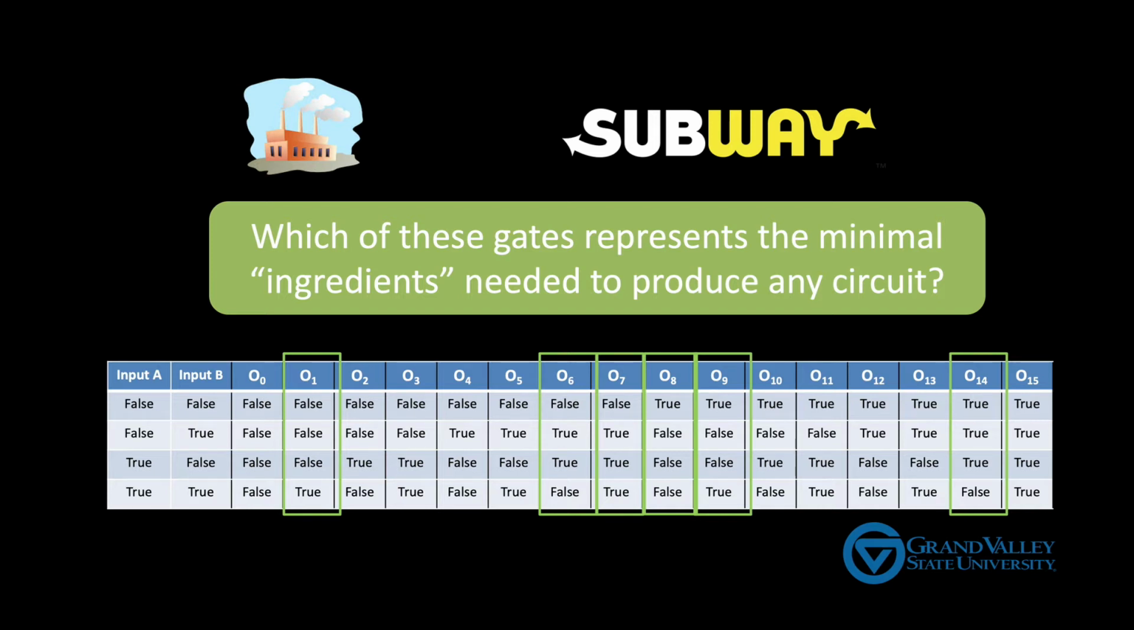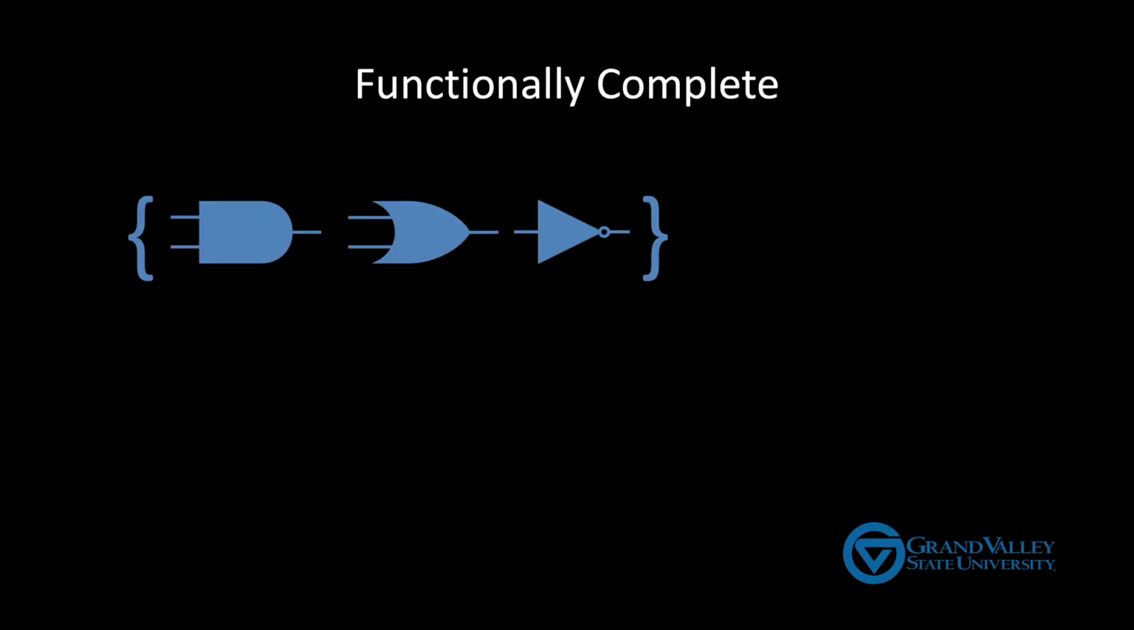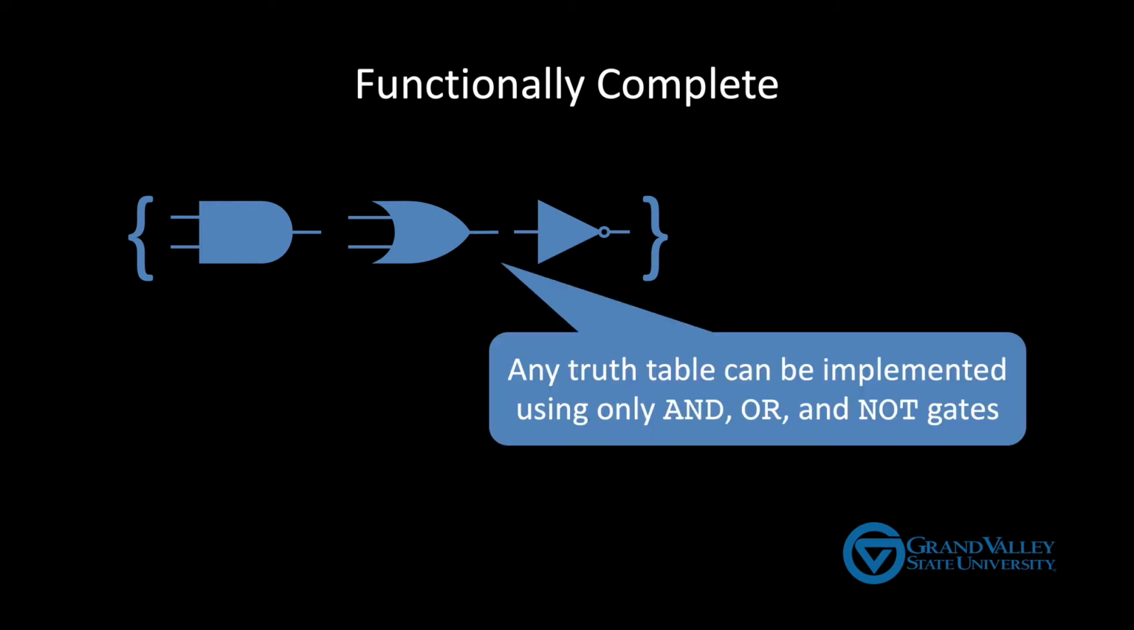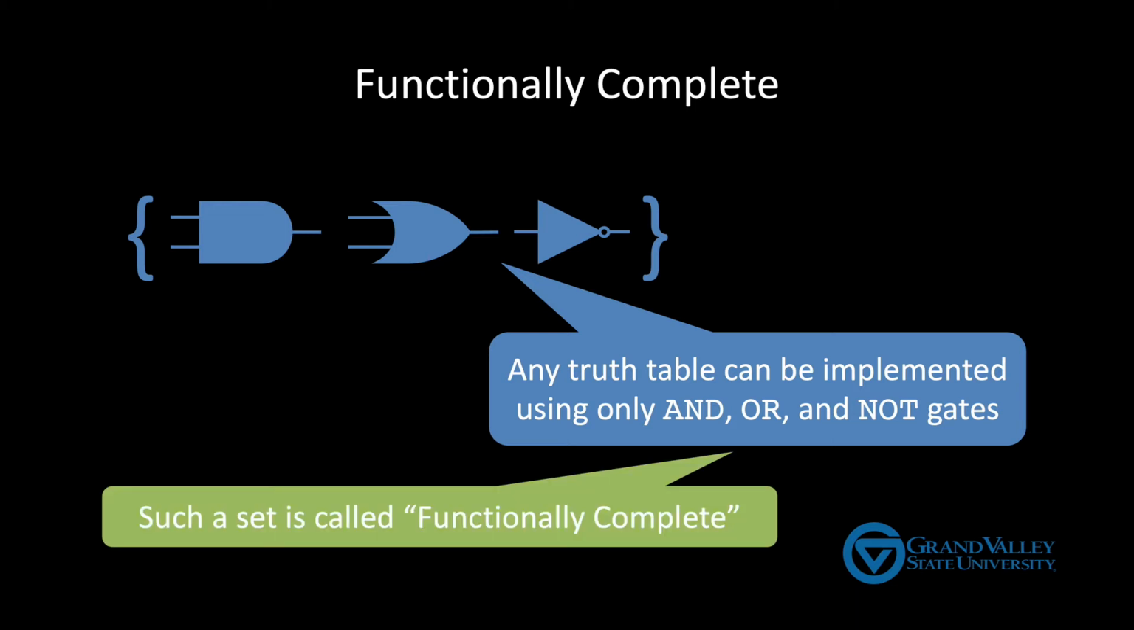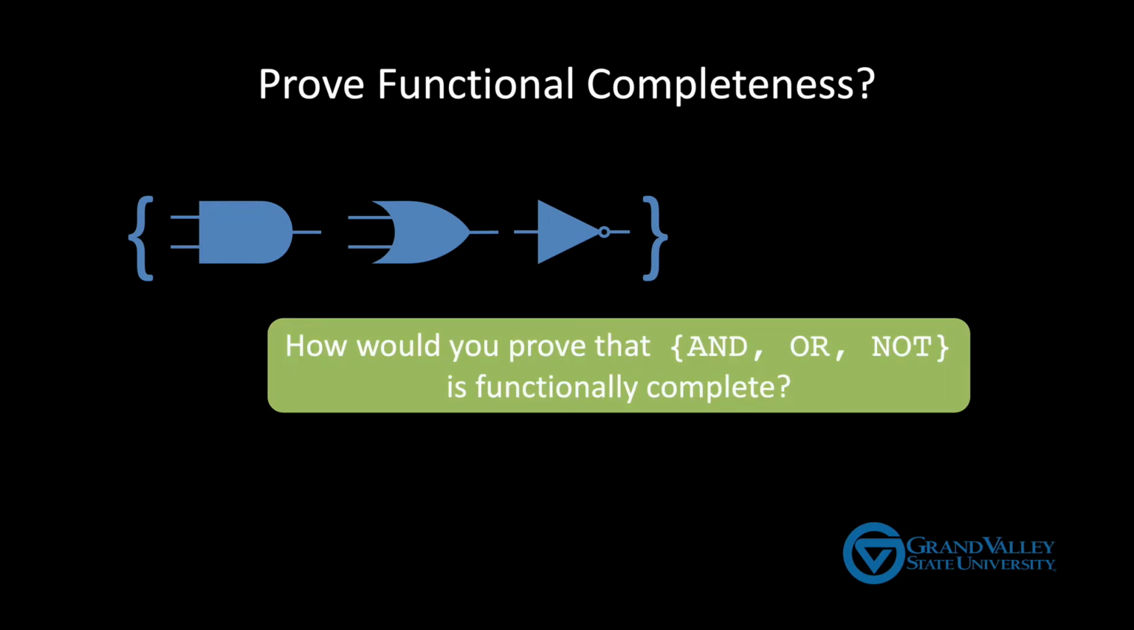It turns out that you only need and, or, and not gates. The others may be nice to have, but they aren't essential. In other words, you can implement any truth table using only and, or, and not gates. We formalize this idea by saying that the set and, or, and not is functionally complete. I've also heard the concept called logically complete. So my first question is, how would you prove that and, or, not is functionally complete?